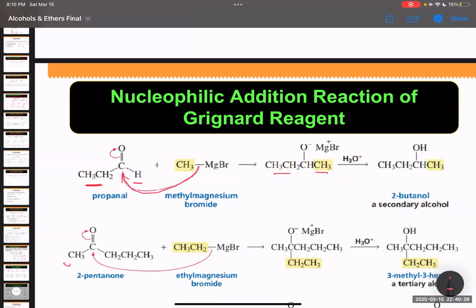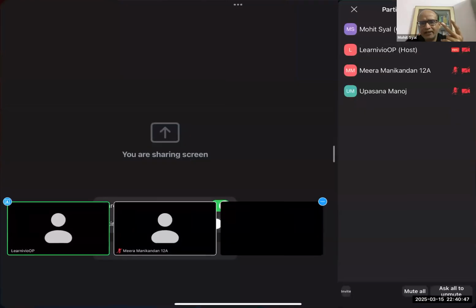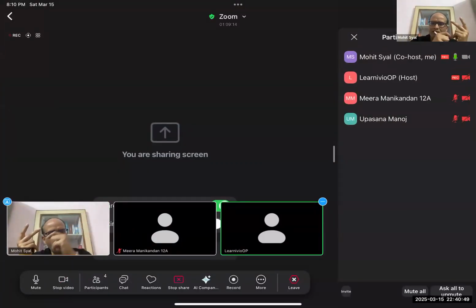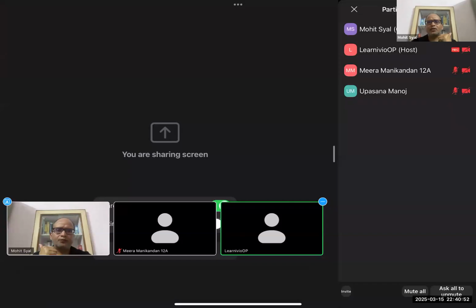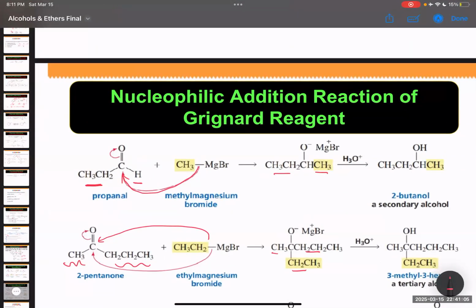If you start with a ketone, which already has two alkyl groups, and react it with Grignard, this alkyl group comes and joins in. Now you have three alkyl groups, 1, 2 and 3. Two were originally present, and the third one you brought in with the help of Grignard. So you have a tertiary alcohol containing three alkyl groups. Got it? So very, very important. I hope you understood this.